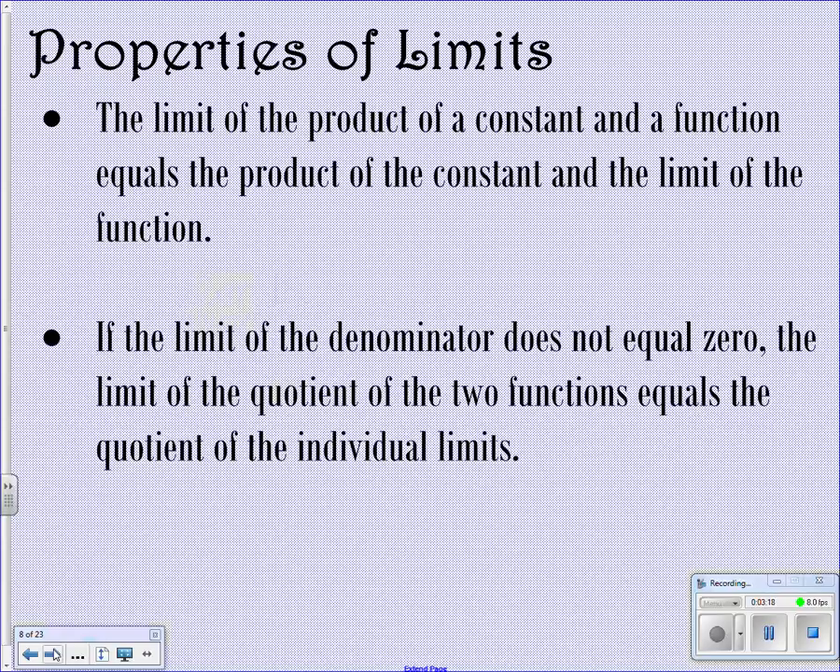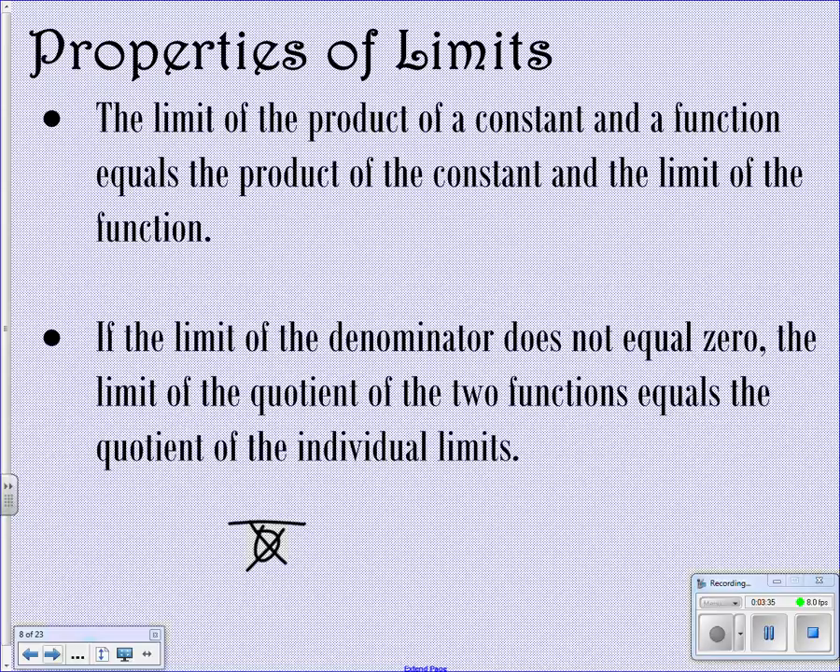If the limit of the denominator does not equal 0, then the limit of the quotient of the two functions is going to be the quotient of the individual limits. So the reason it says the denominator can't be 0, you can't divide by 0. So as long as that's not a 0, you just take the limit of each individual function and then you would just divide them like they were in your problem.